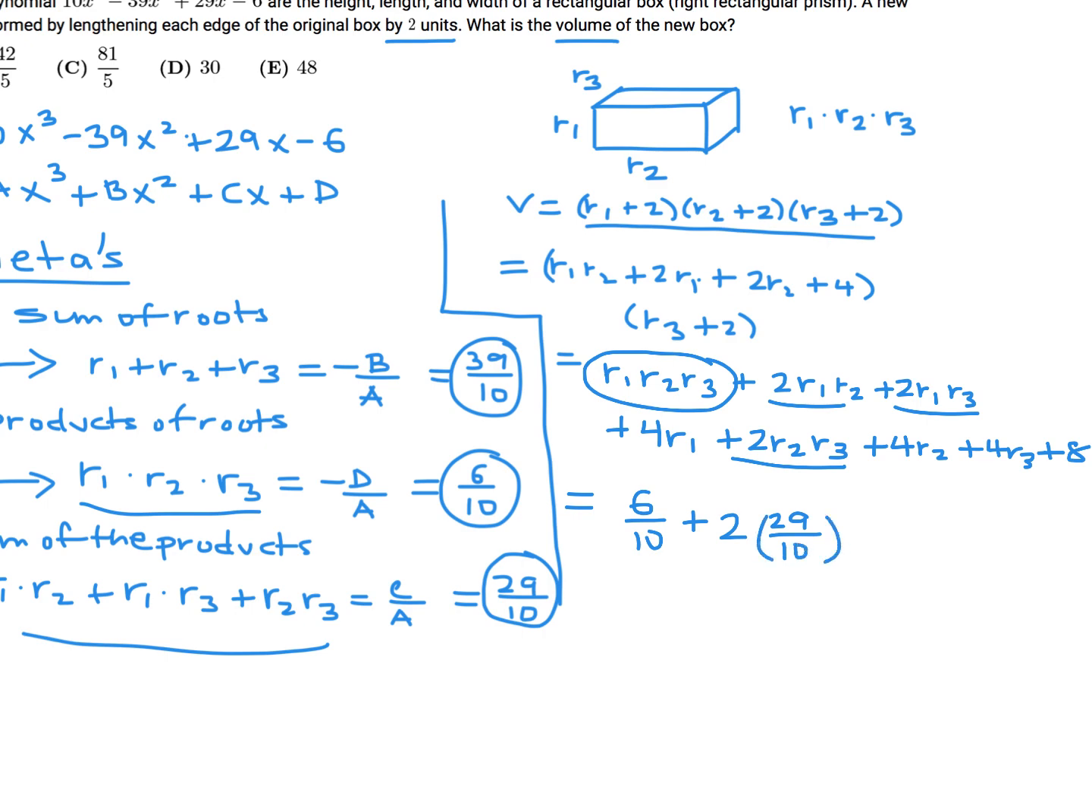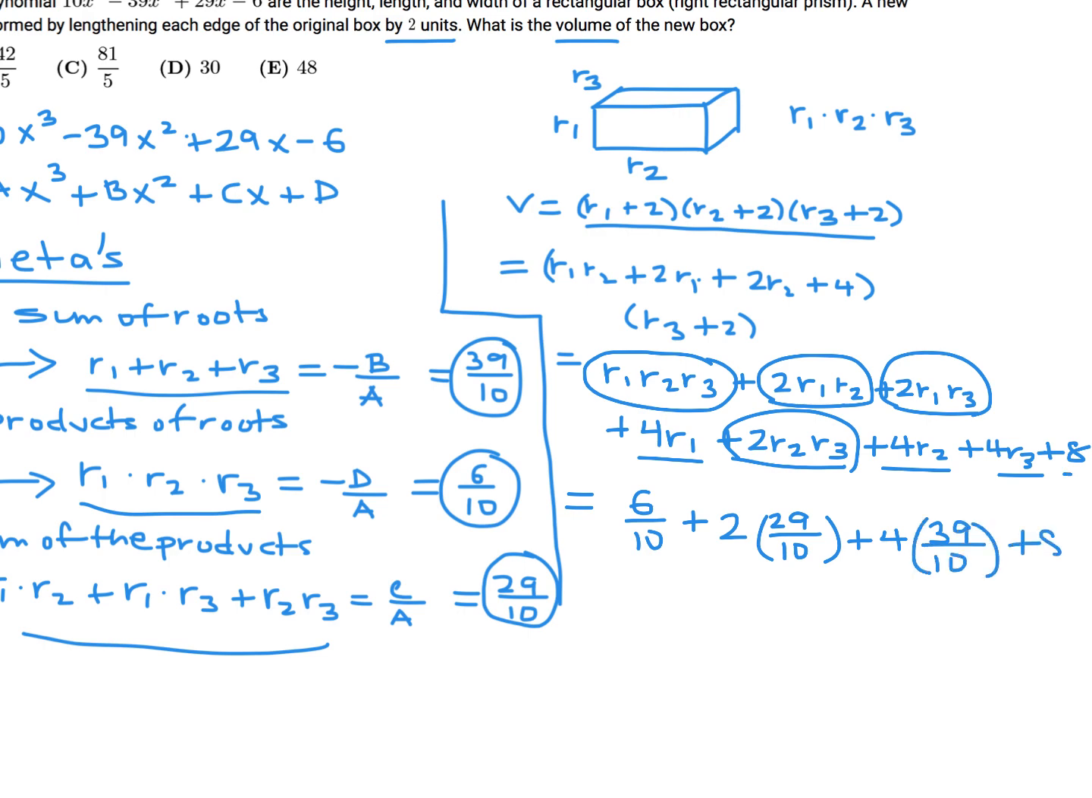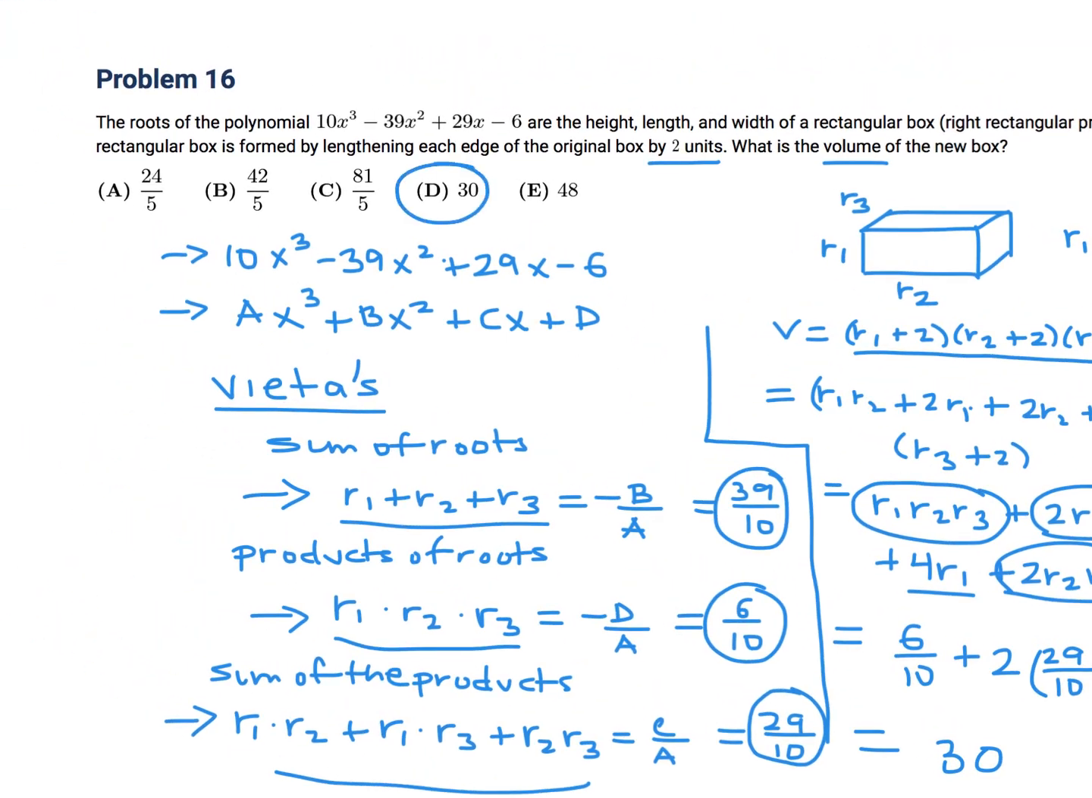So that takes care of this one, and this one. And then this, and this is very similar to that. It's just 4 times that. So it's 4 times 39 over 10. And then don't forget about that plus 8. So 6 over 10 plus 2 times 29 over 10 plus 4 times 39 over 10 plus 8. And when you crunch out all these numbers, you actually get a nice number, 30. And that is choice D.